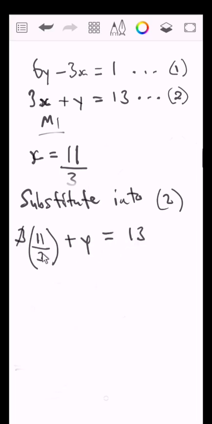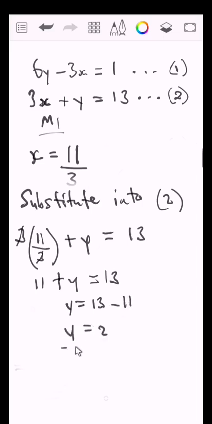Then the 3 cancels out. Now we have 11 plus y is equal to 13. Then y will be equal to 13, then the effect of transference makes it 11 minus 11. So y is equal to 13 minus 11, which gives us 2. Again, our answer is going to be y equal to 2.